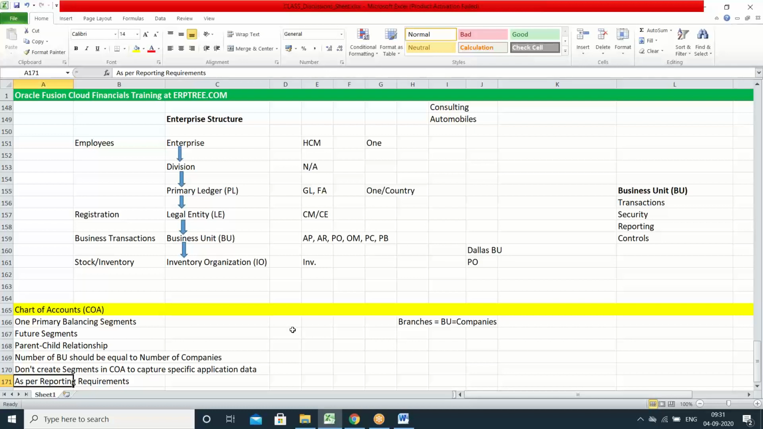Any questions on this chart of accounts or enterprise structure, please? And one more point, we're done for today. If you have any questions, you can stay back or else you can drop from the meeting. Okay, we're done for today. Any questions from anyone, please?